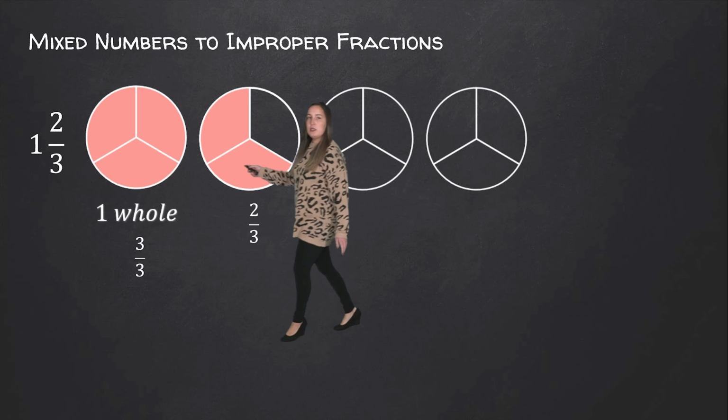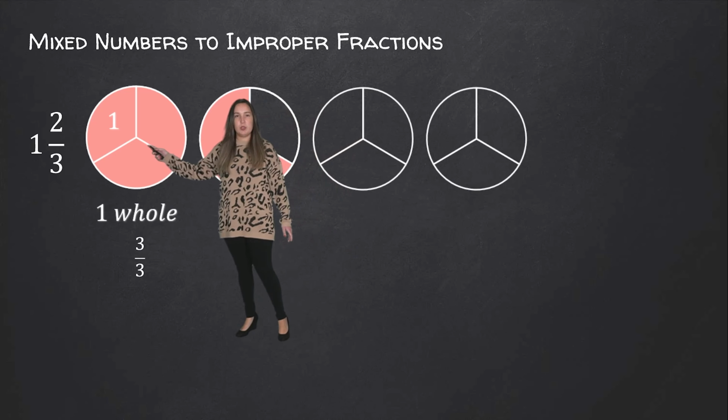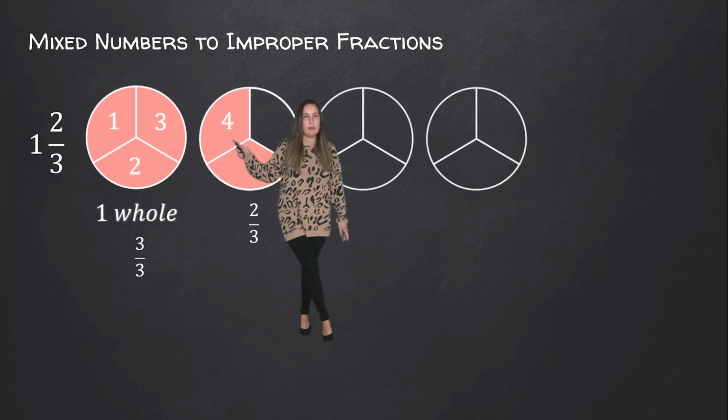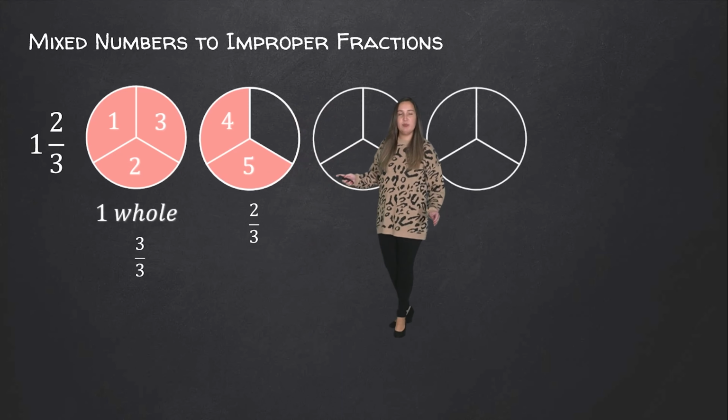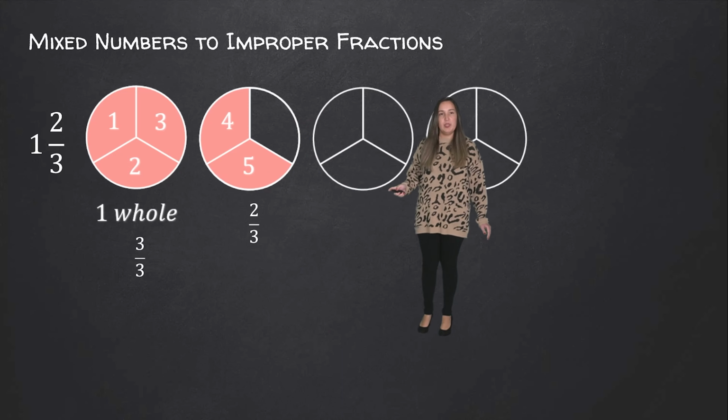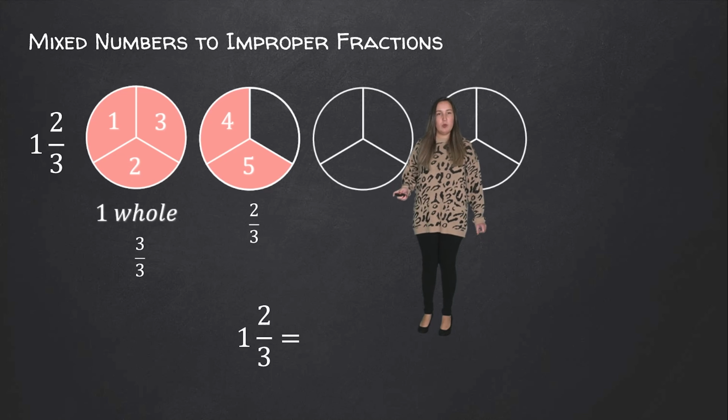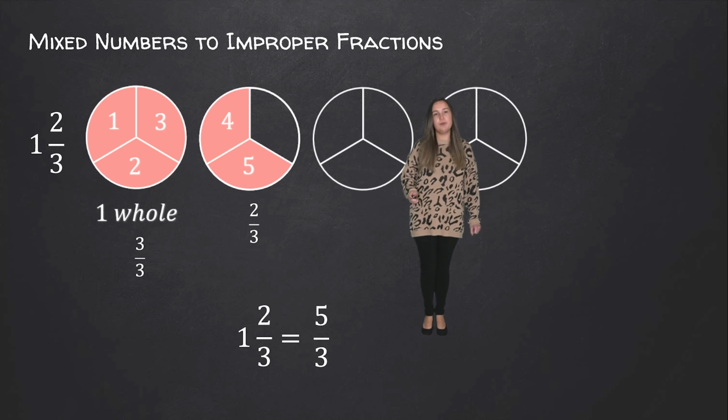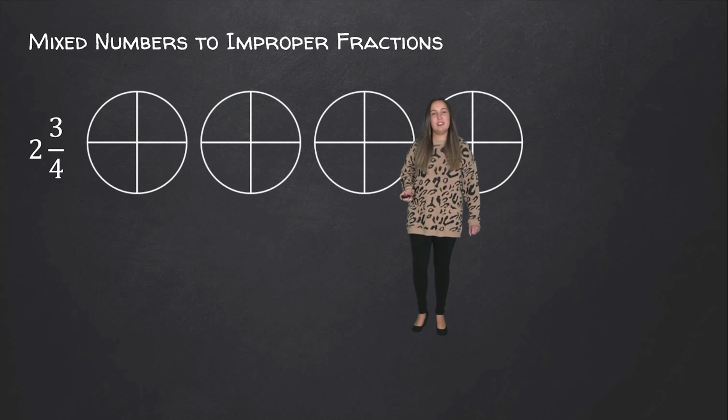And this is where our 5 comes from. So 1, 2, 3, 4, 5. We have 5 parts shaded in. So that means that 1 and 2/3 is equivalent to 5 over 3. Now, the denominator does not change because all our pieces are split up into 3 parts. However, we just want to know how many of those parts are shaded in. So let's do our final example.